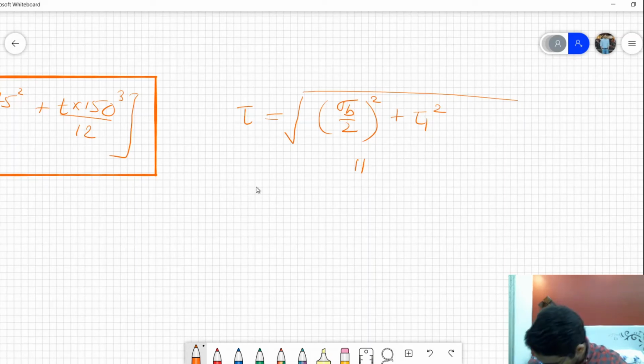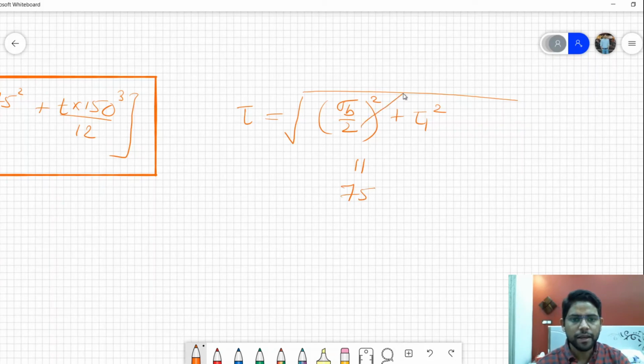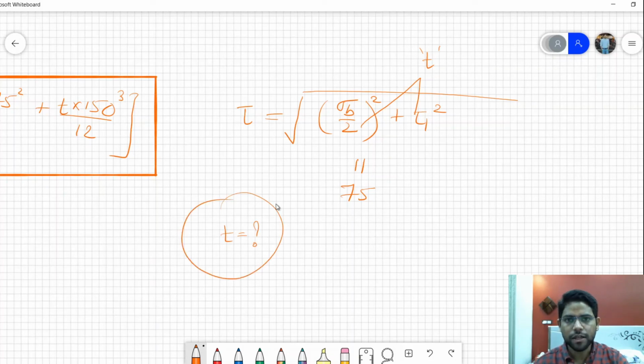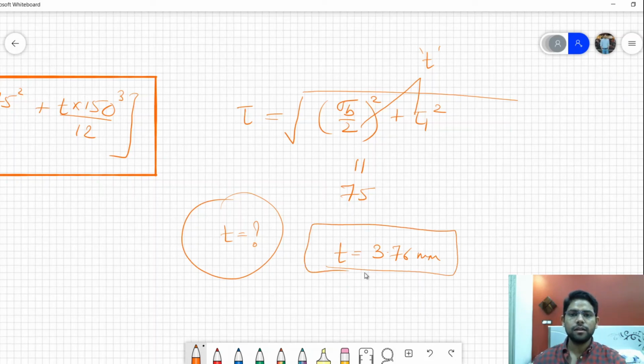given to you in the question as 75. These values will be in terms of t. So from this complete equation you can find out the value of t, or the size of the weld. The correct answer for this question is 3.76 mm. The size of the weld is 3.76 mm. So that's how you are going to solve problems based on the design of the welded joint subjected to bending moment.